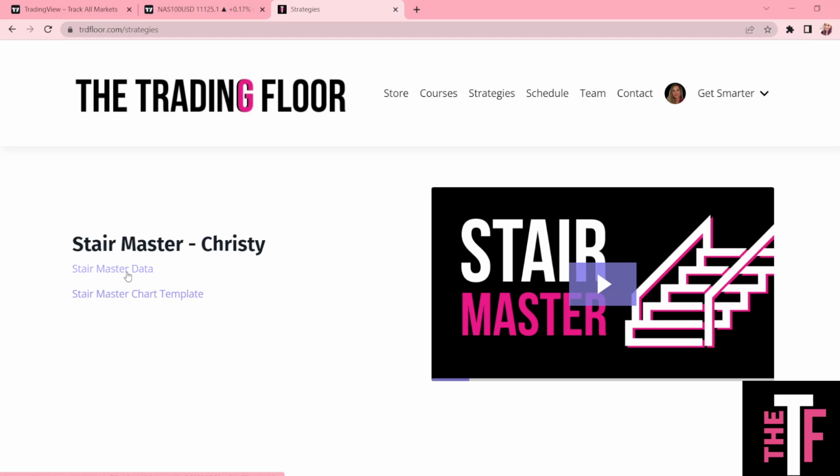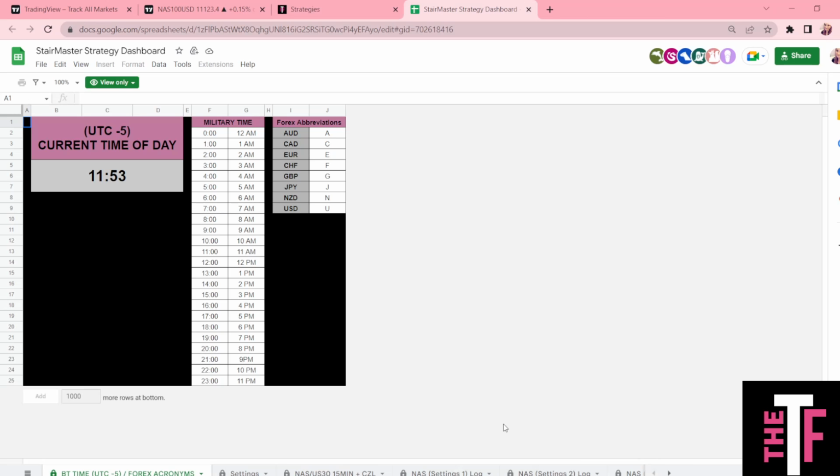All right, so what you'll do is come under StairMaster, hit on data. It'll open up the backtesting data sheet for you. The first tab you'll see is this time converter. This is just telling you your current time of day, so you can convert backtesting time. If you don't know military time, we try to give you little cheat sheets to help you.